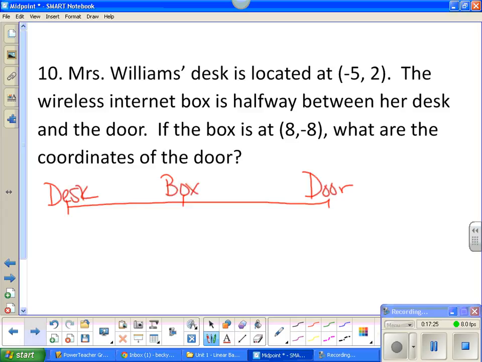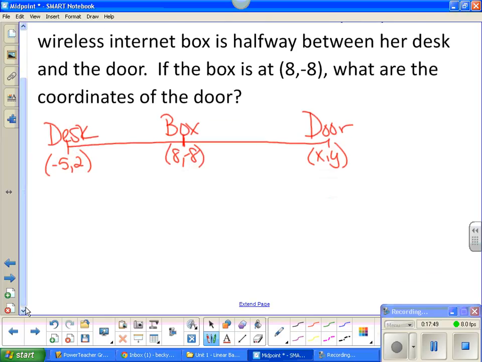It says her desk is located at negative 5, 2. The wireless internet box is halfway between her desk and the door. The box is at 8, negative 8. What are the coordinates of the door? So this is what I don't know. Okay, so I'm not going to find the midpoint. I already know what the midpoint is. I want the endpoint. So I'm going to set up my equation.